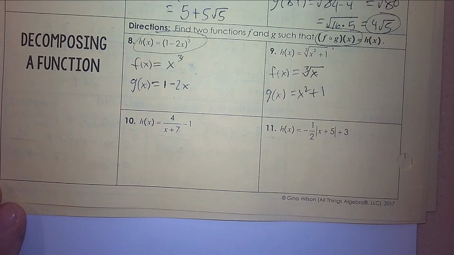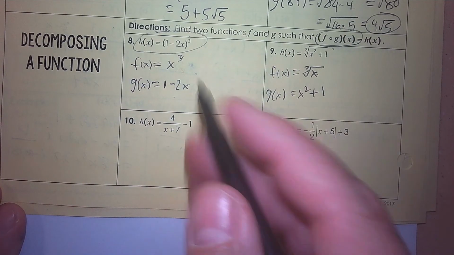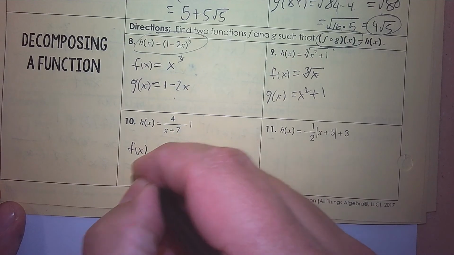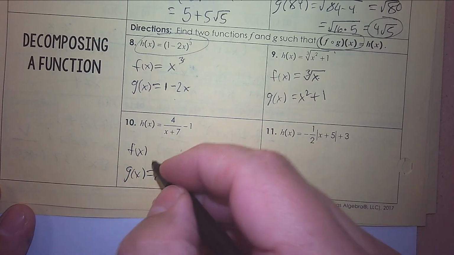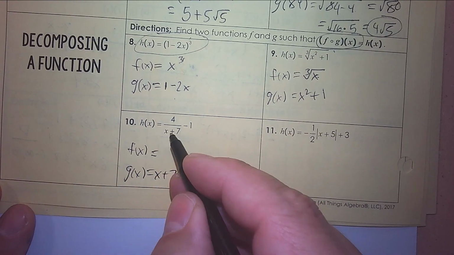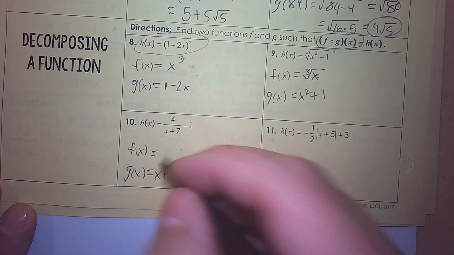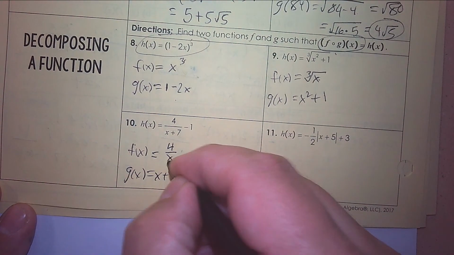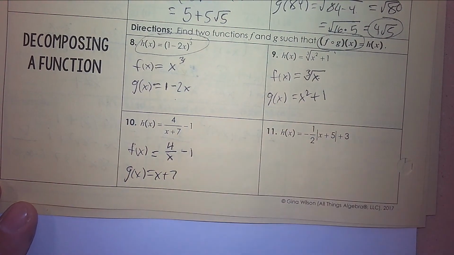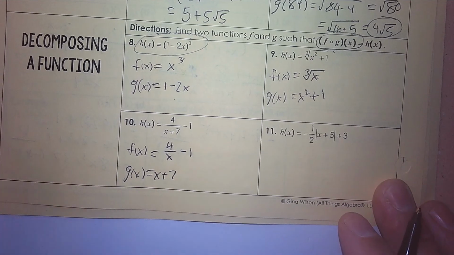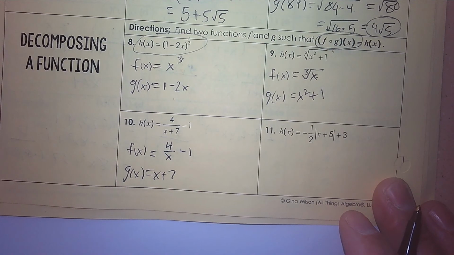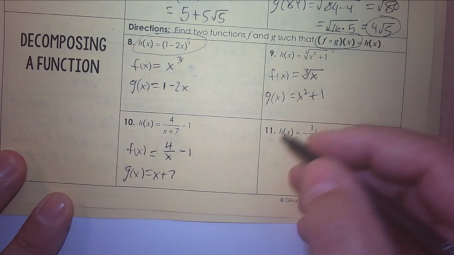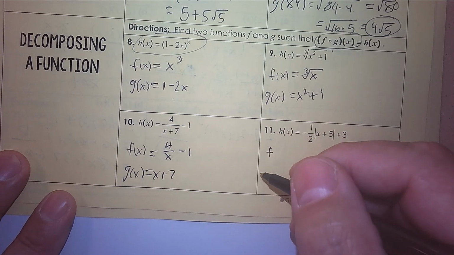You ready? In this example, what's in the denominator? That's my g at x, the denominator. Instead of that, take out the denominator and just put in x. And what are you left with? 4 over x minus 1. That's all we're doing. So for a fraction, you look at the denominator, that's your g, and then take it out, just put in x, and now you have f. That's it. Last one.